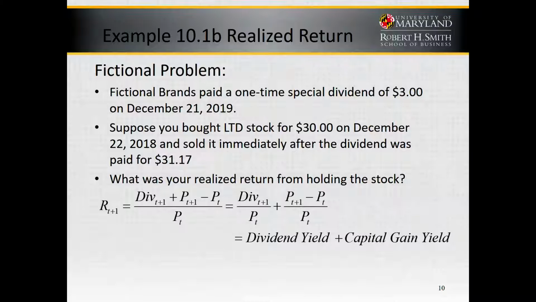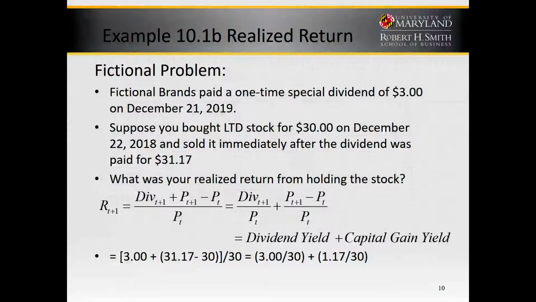Well, using our formula here, we see that we got a dividend plus a capital gain. The dividend yield works out to be 10%, $3 divided by 30, and the capital gain yield is 3.9%, $1.17, which is 31.17 minus 30, divided by 30. A pretty nice return here, close to 14% over just 1 year. Of course, this is a fictional example.